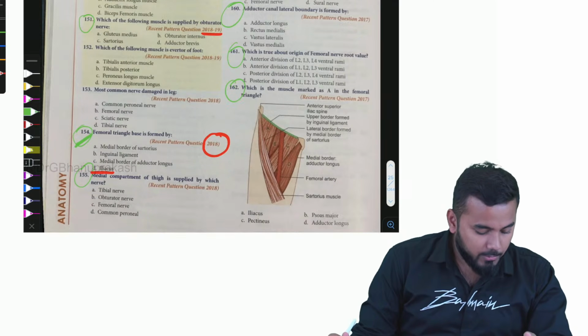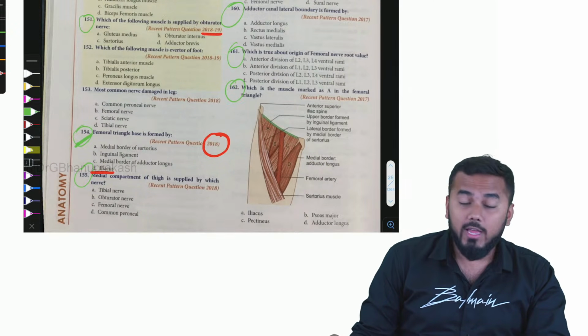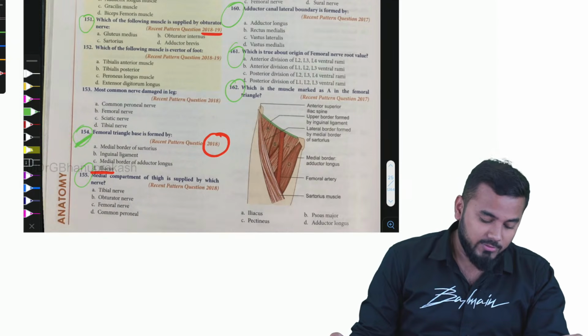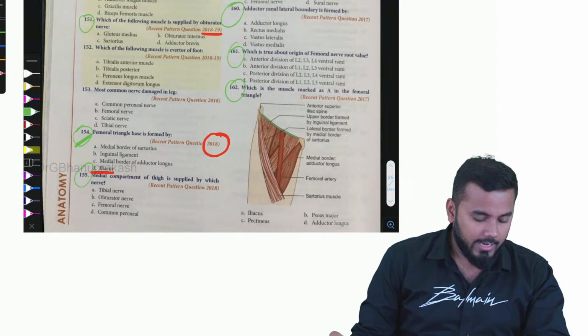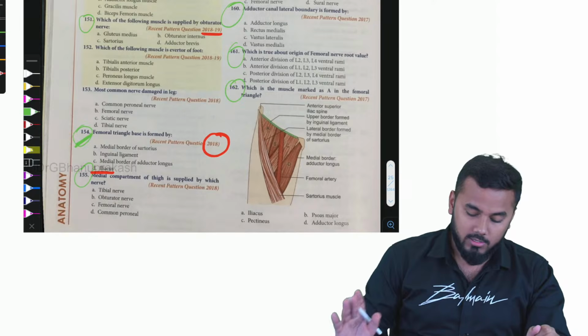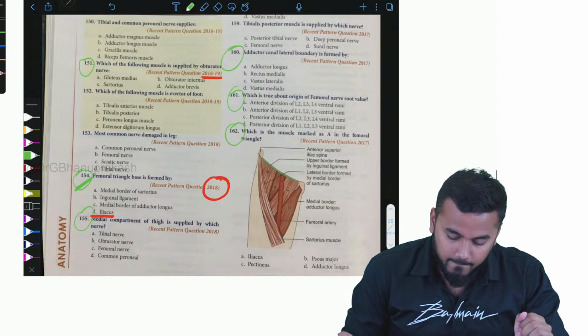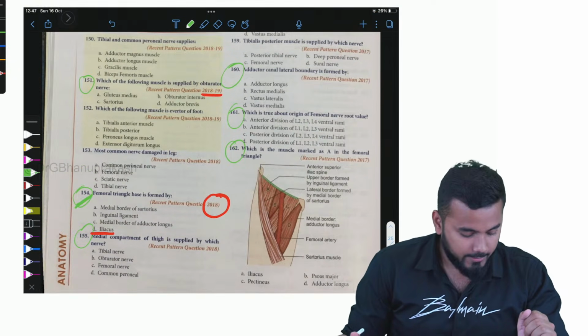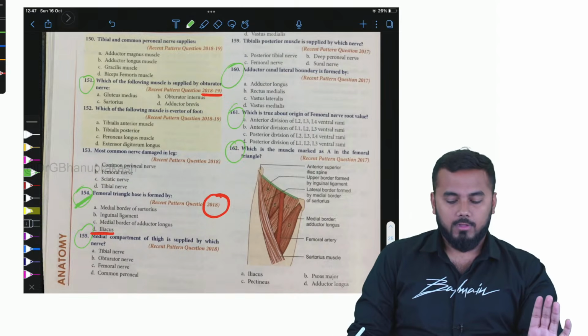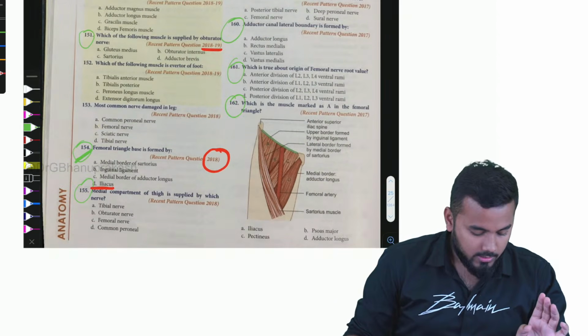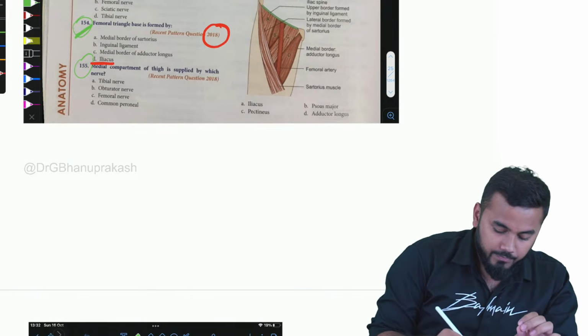Very good. Rishabh Kumar, iliacus, psoas. Psoas means psoas major, okay? Psoas major and pectineus, right? I know you meant psoas major only, right? So this is very important. Very important. Yes, psoas major. Very important.